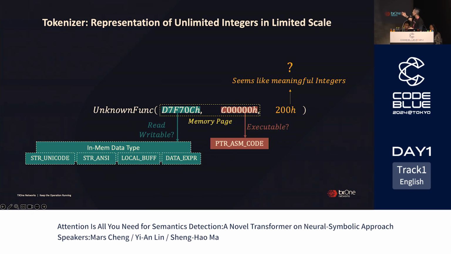You can also see another case, like the integer number C000, which is an executable memory page. So a human expert might guess whether there is shell code or an assembly script on this memory page. So we can classify such an integer number into a human readable string, where the token will be assembly script or shell code script.